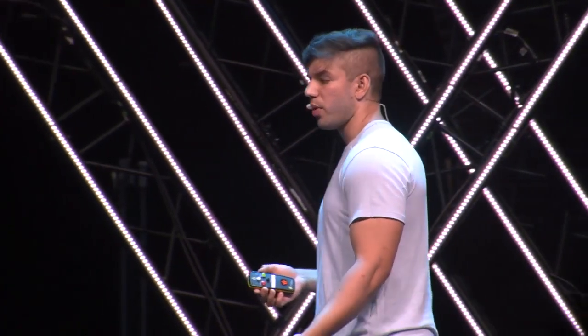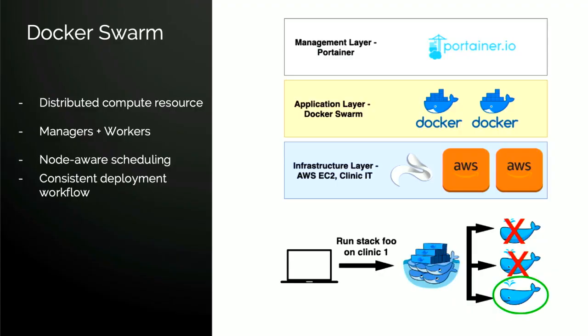As a basic architecture, it has managers and workers, very similar to Kubernetes. It also has node-aware scheduling, which is very similar to all container orchestrators. What this allows us to do is, if we want to run a specific version of RTR at a specific clinic, because the software may be different, or the workflows are just a bit different, we can do that using node-aware scheduling, where we can run a series of containers or microservices on a specific clinic box using node labels.